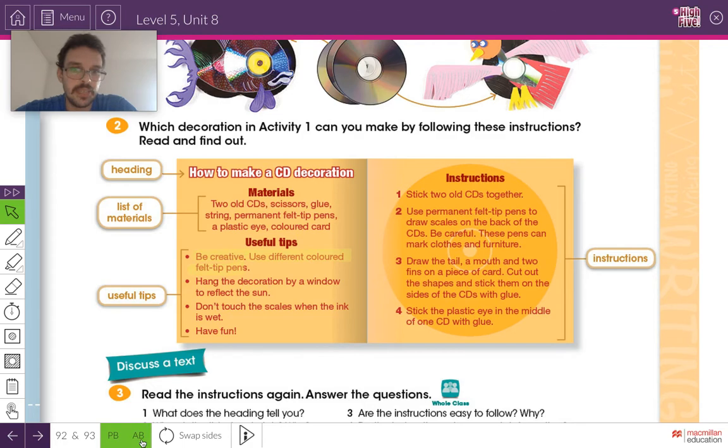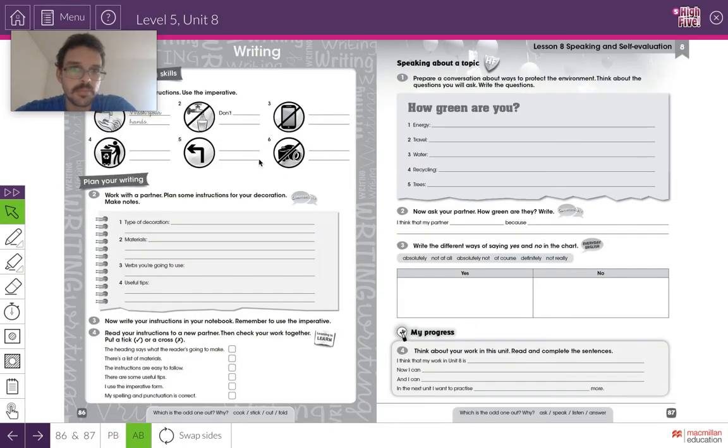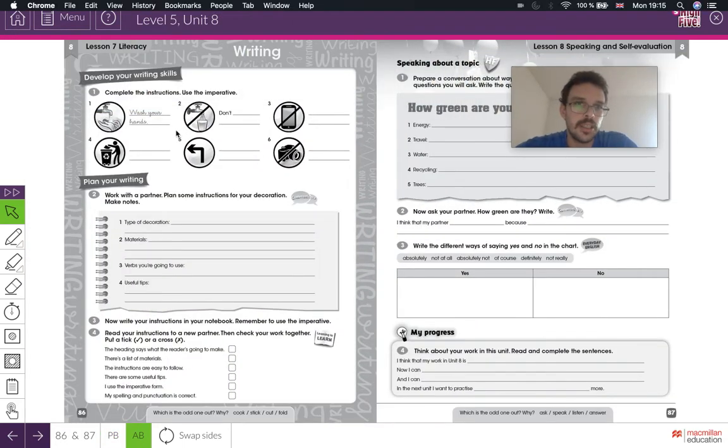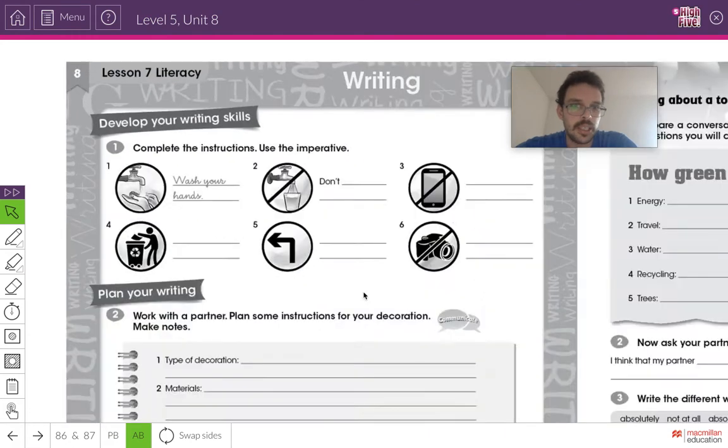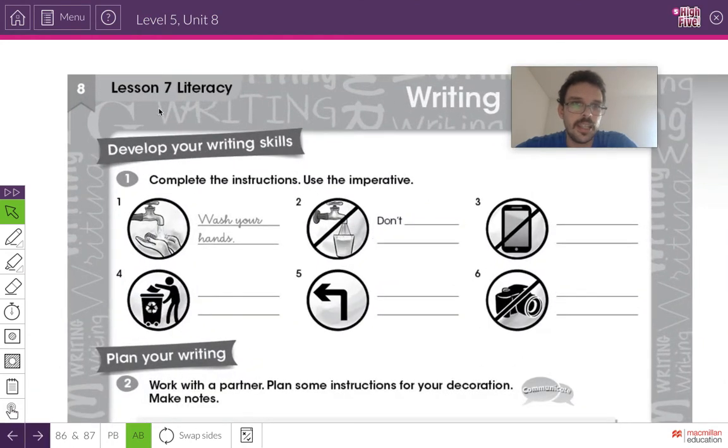Okay, we're going to go to the activity book, and we're going to go to this page here, which I think is page 86. All right, it's Unit 8, Lesson 7. Okay, and we're only going to do exercise 1 on the page. So what we have to do is look at the picture and think, what is the phrase? And we have to write the phrase in the imperative, okay?